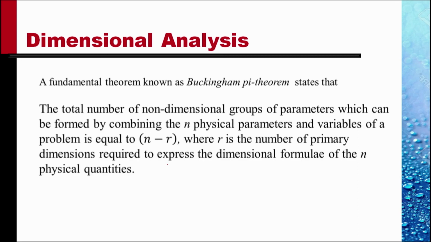A fundamental theorem known as the Buckingham Pi theorem states that the total number of non-dimensional groups of parameters which can be formed by combining the n physical parameters and variables of the problem is equal to n minus r, where r is the number of primary dimensions required to express the dimensional formula of the n physical quantities. So we had 5 physical quantities, n is equal to 5 and r is equal to 3. So we can form 2 independent pi numbers out of these.